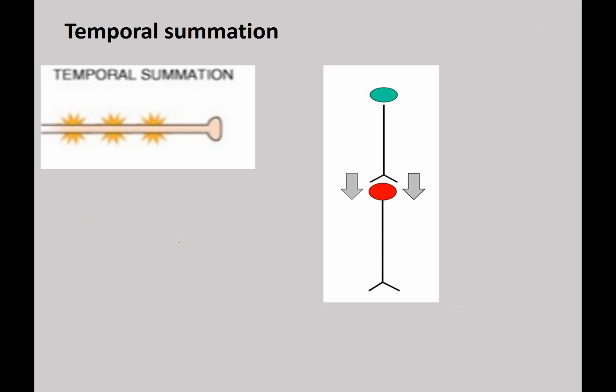Okay, summation. We have temporal and we have spatial. So I want to talk about temporal first. And the idea is, how do we reach above the threshold potential? So one action potential hitting the next neuron does not stimulate a next action potential. You actually need multiple signals. So you need multiple signals to get past the threshold value, or the threshold, I should say, potential.